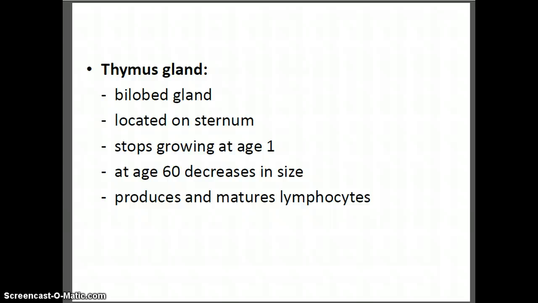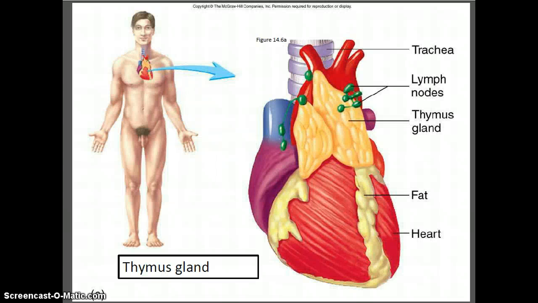Thymus gland is located in the sternum. It's very important in establishing the immune system. It stops growing at age 1, and by age 60 it begins to decrease in size, and it is where T cells, T lymphocytes, are produced, well, I should say where they mature into T lymphocytes. They actually originate as stem cells in red bone marrow and migrate, and we'll take a look at that a little bit later on as well. Here is the location of the thymus gland. Notice the lymph nodes associated with it.